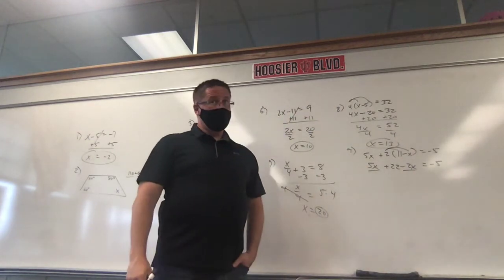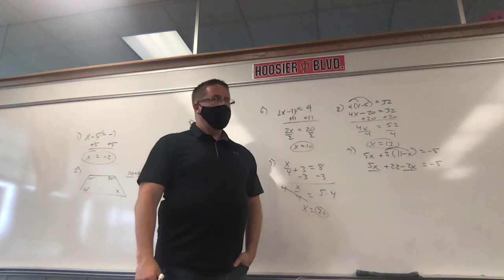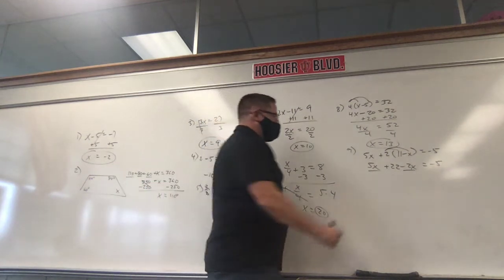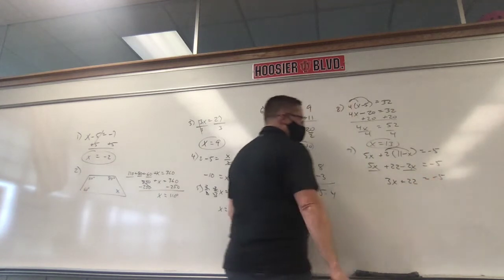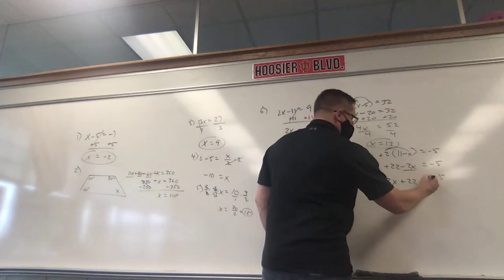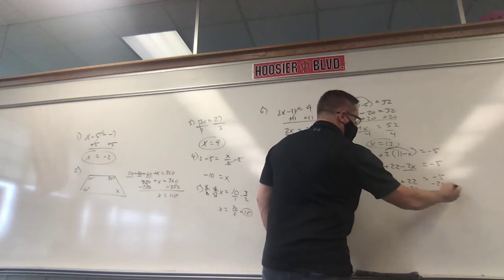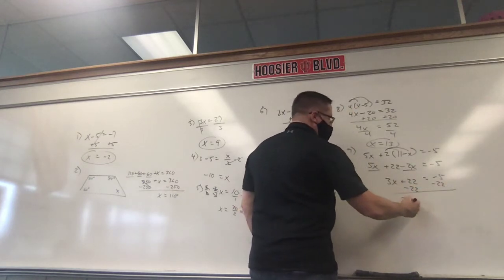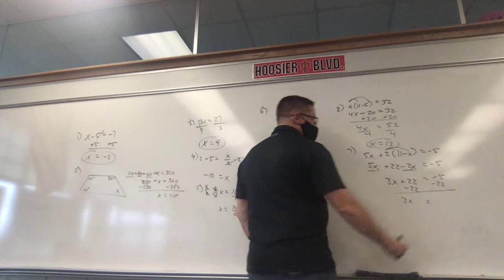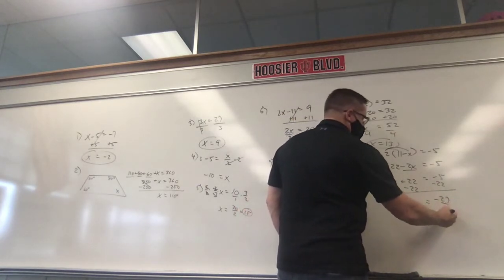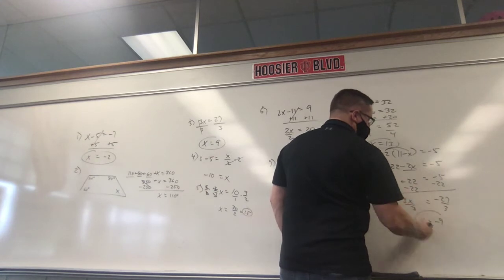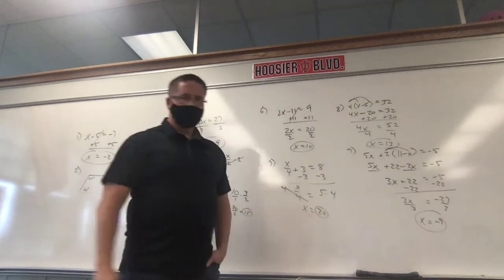Careful, no, it'd be 3x. It's not 2x. It's negative 2x, which gives 3x. 3x plus 22 is negative 5. And then we subtract 22. We do that. We have 3x equals negative 5 minus 22, which is negative 27. Last thing we do is divide by 3. x is negative 27 divided by 3, which is negative 9.